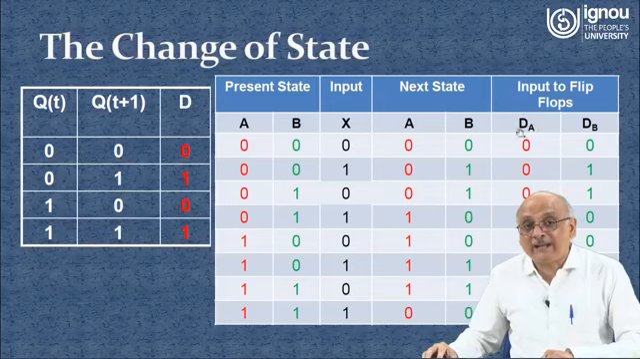So our output technically is dA. The present state of the flip-flop is a feedback input. The input is an external input, and dA is what we expect, which will bring in the required change from present state to the next state for A. That is for flip-flop A, and dB is the required input which will be needed to get the transition of present state B to next state B.